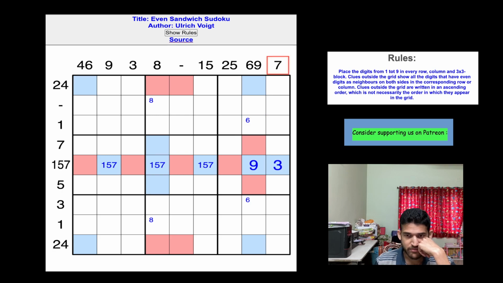So I'm looking at the 7 now. So 7 could be here. 7 could be here. 7 can't be here in any of these cells. 7 could be here. 7 could be here.